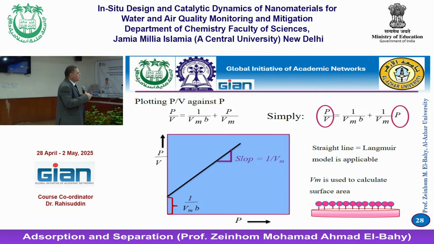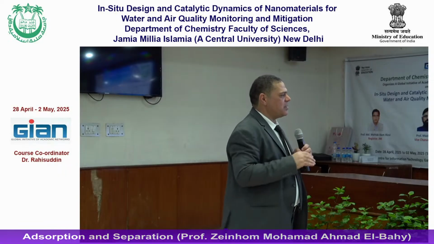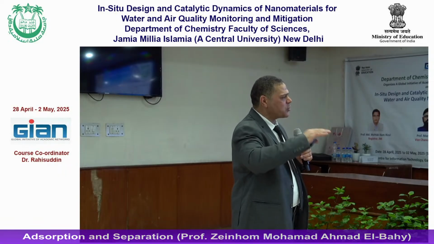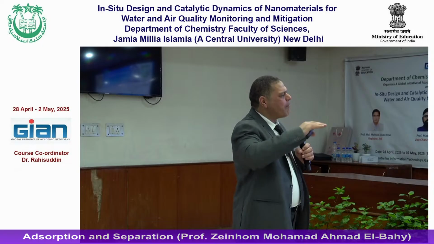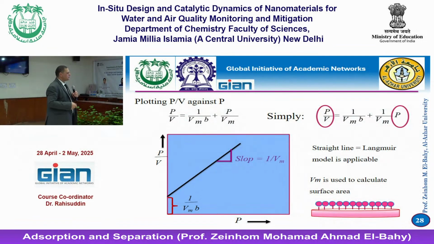The slope is 1 over Vm, as we just mentioned, and 1 over KVm is the intercept. Vm means the amount of gas, the amount of molecules adsorbed, which can cover one monolayer of the surface, all the surface.